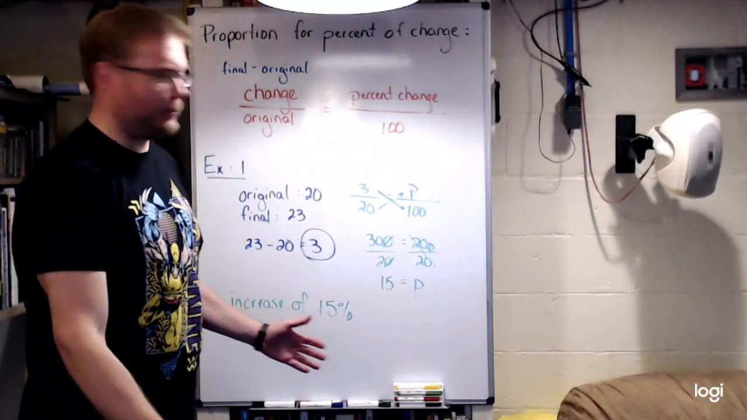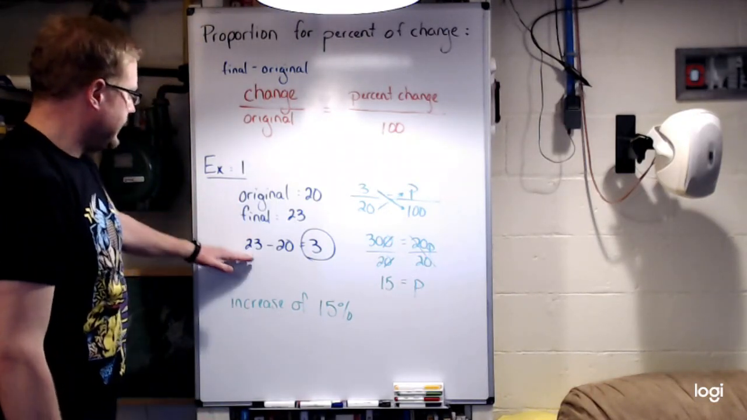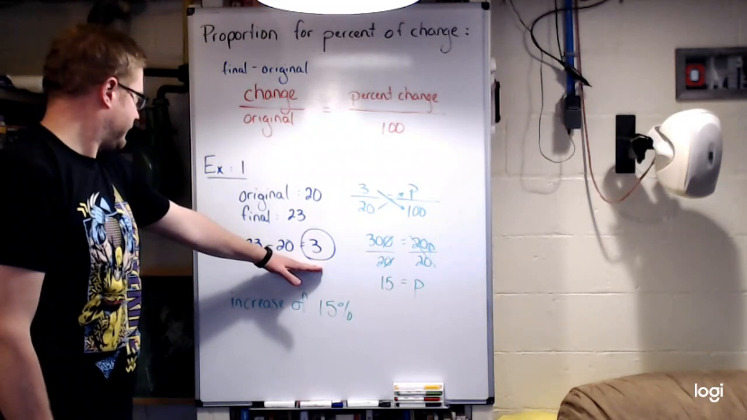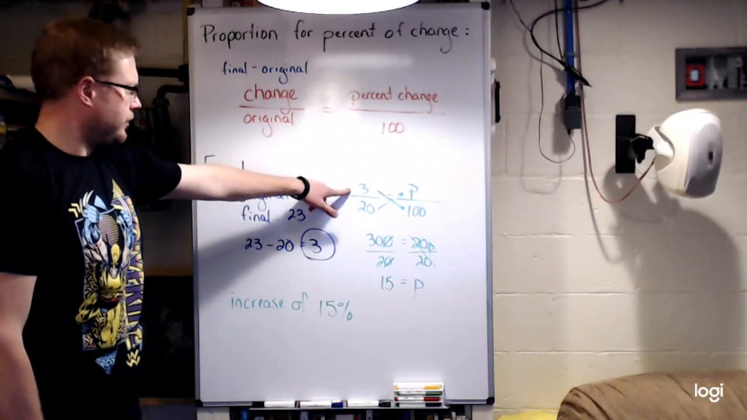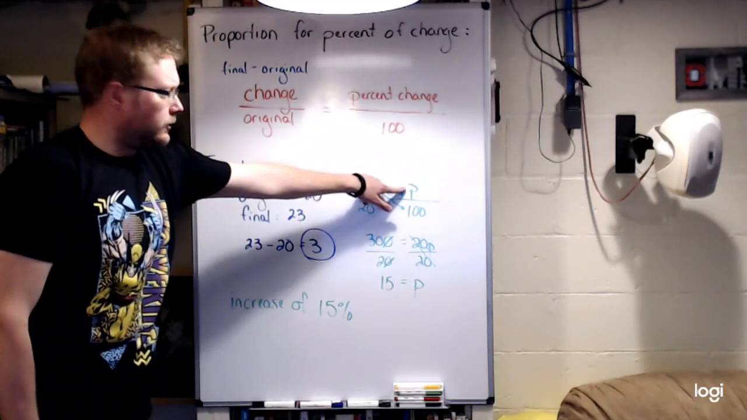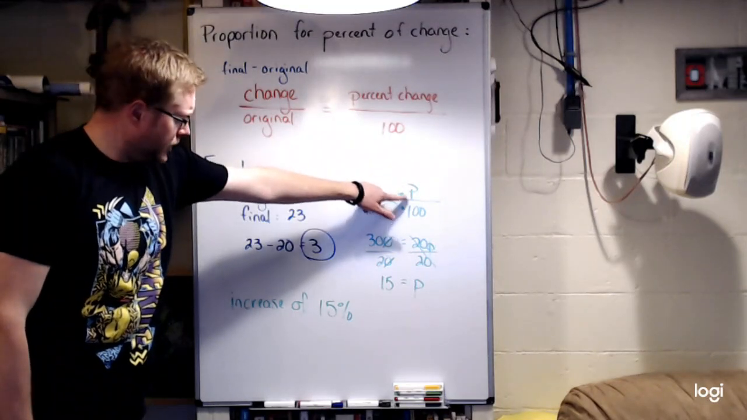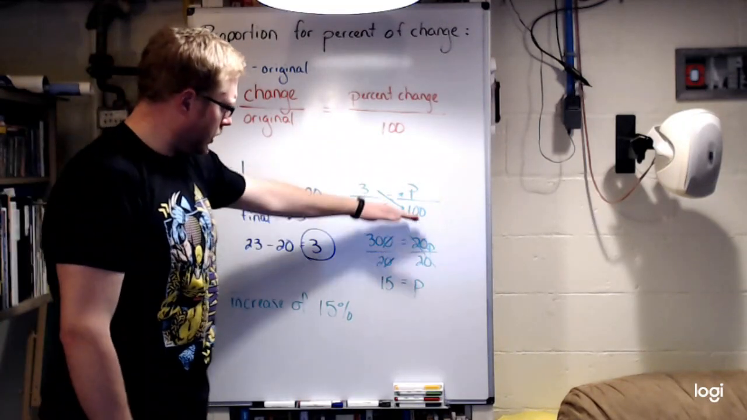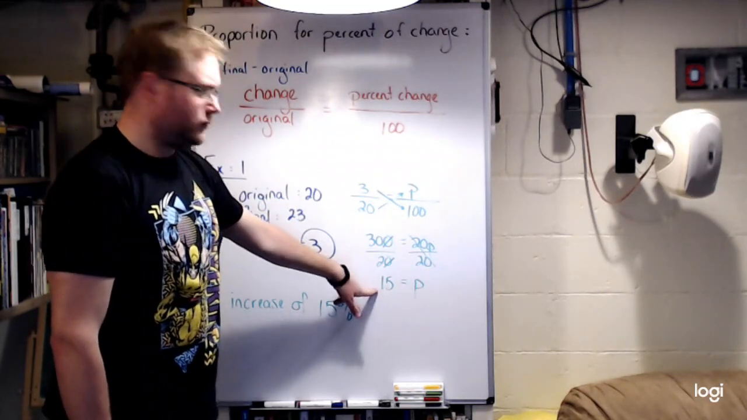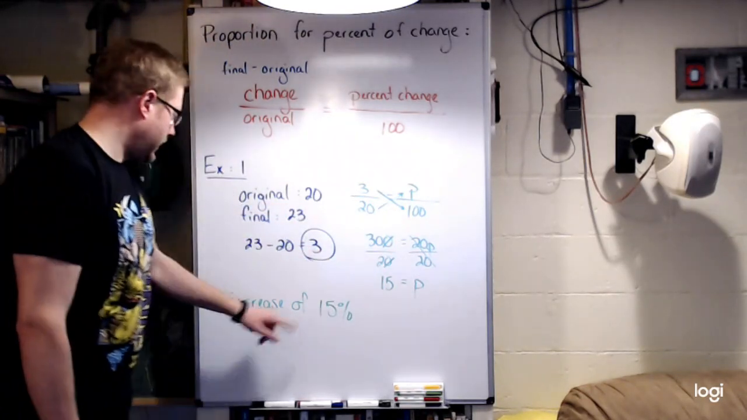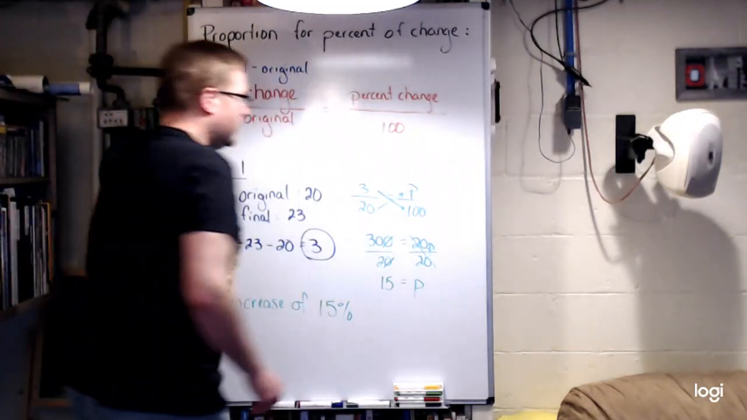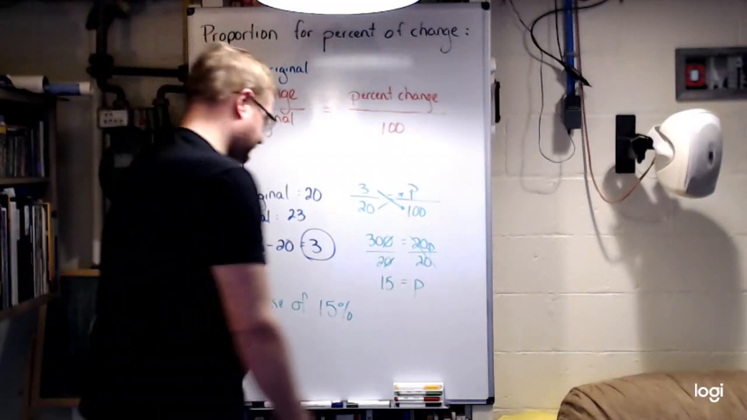So one more time, what we did here was find the difference in the change, which was a positive 3, and plug it into my proportion, 3 over 20, or change over original, equals percent of change, which we don't know, divided by 100. Cross multiply, we got 300 equals 20p, then divided both sides by 20 to get 15. And so our answer is an increase of 15%, okay? All right, let's do another one.